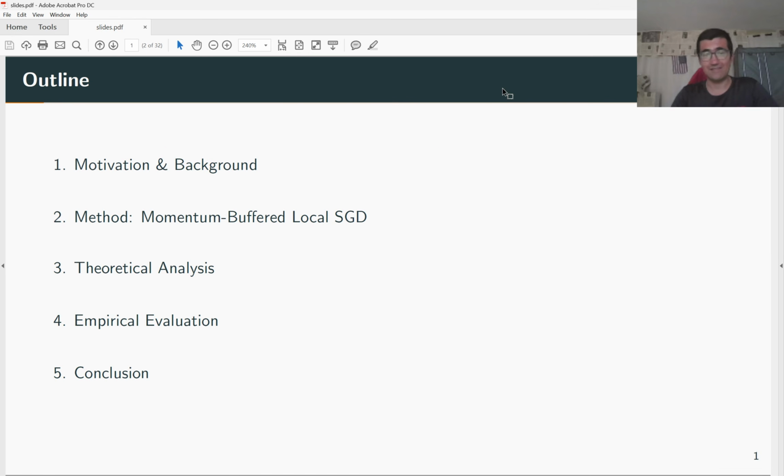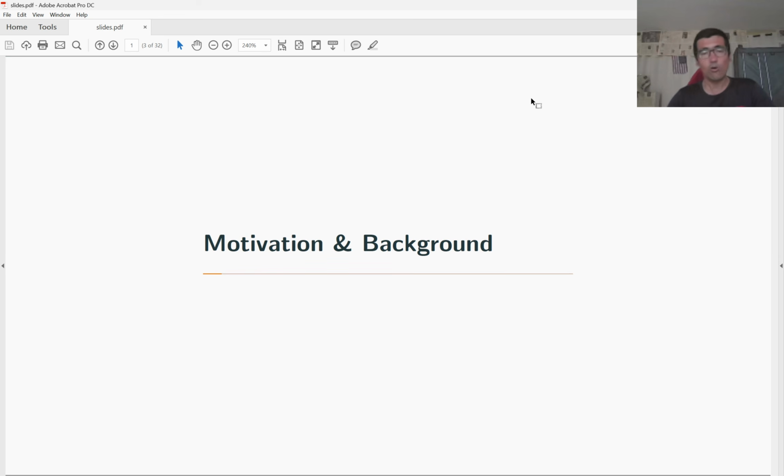Here is the roadmap for the next 20 minutes or so. I'll first spend a few minutes on why client drift is a problem and why the existing fixes are expensive. Then I'll walk you through our method. The core idea fits in one equation, so don't worry. After that, I'll briefly summarize what we can prove about it, and then spend the rest of the time on experiments on CIFAR10 and TinyImageNet, including the cases where things get subtle. Let's dive in. So first, why does this problem matter?